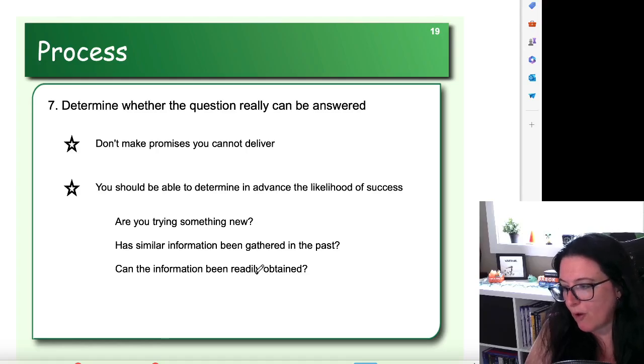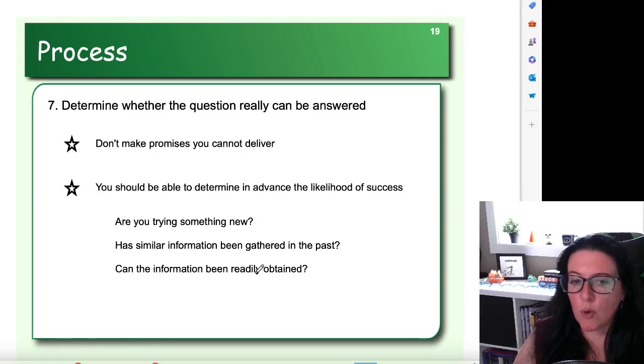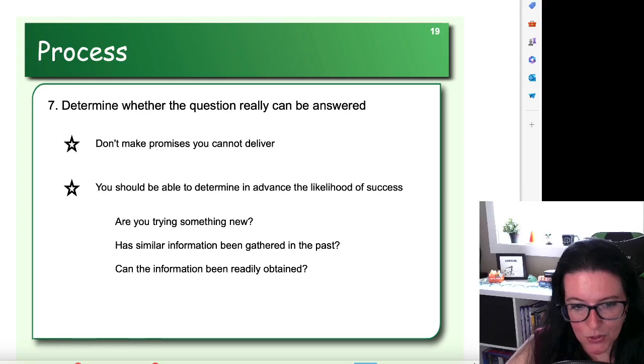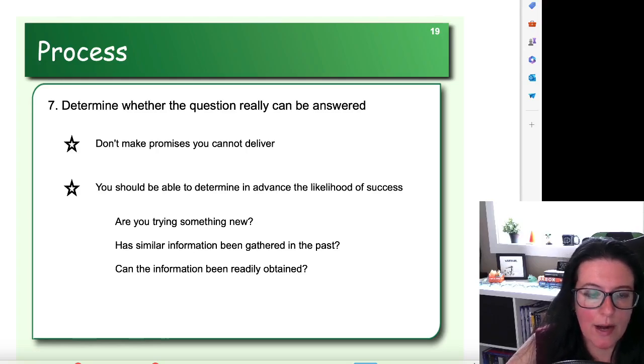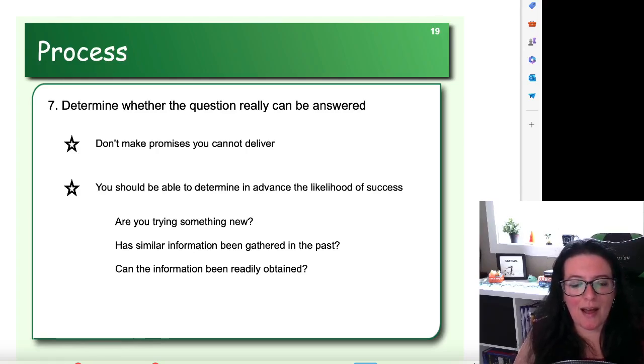Before we get to that, we also need to know whether or not the question we're asking can actually be answered. Especially if you're doing this for a client, people are paying you to do the research. You want to make sure that you're not making promises you can't deliver on. We want to make sure that you are successful when you conduct the research, and that it is actually going to help them. So are you trying something new?